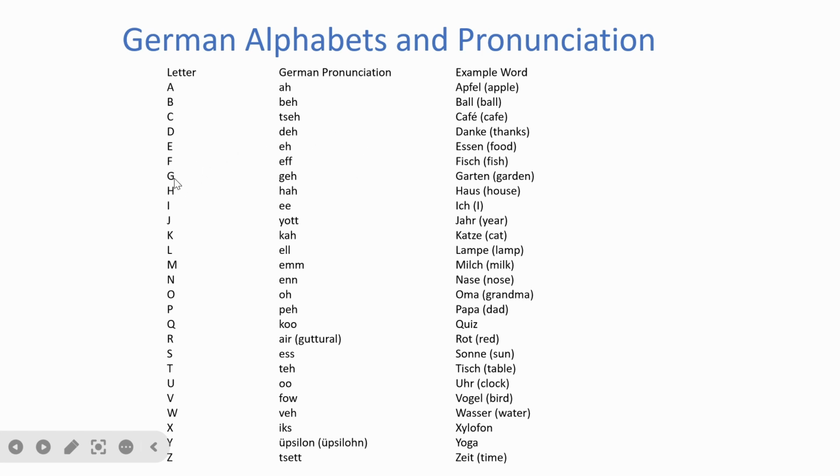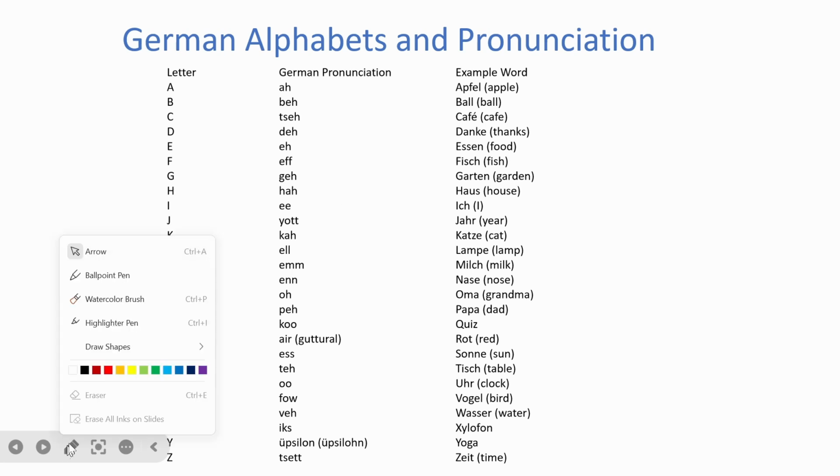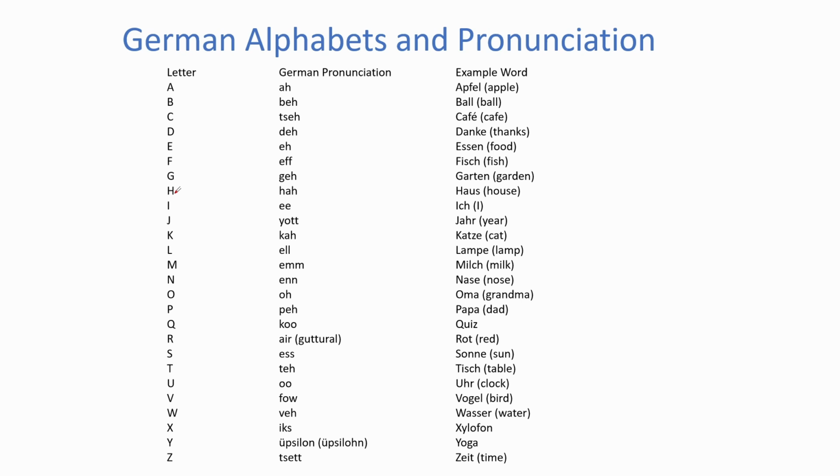So letter G in English is pronounced as gay. The example word for this is Garten. That means garden. Okay, letter H is pronounced as ha. The example word is Haus. That means house in English as well.